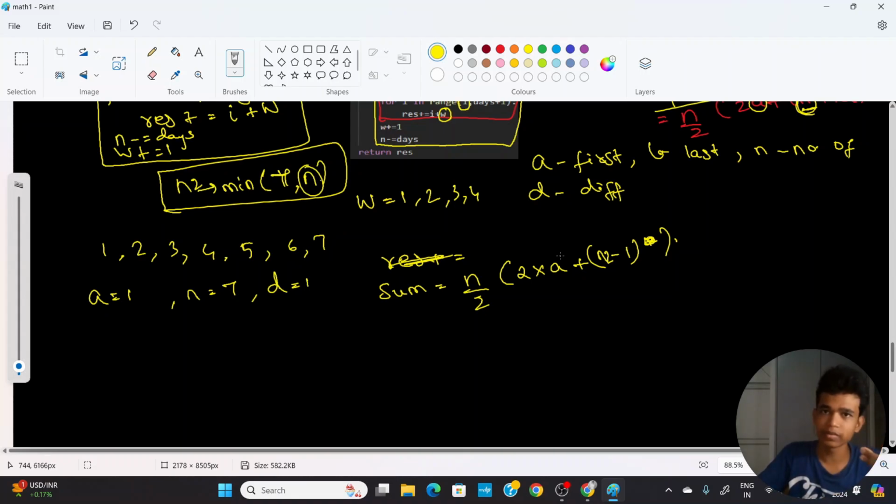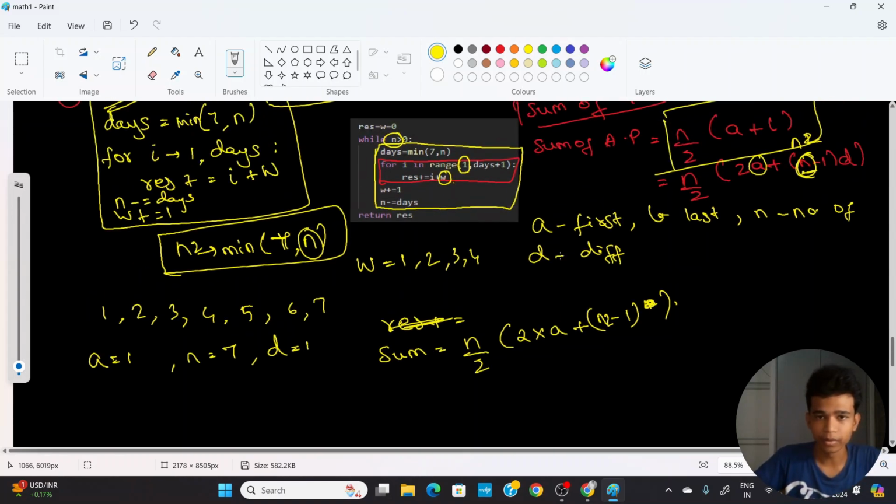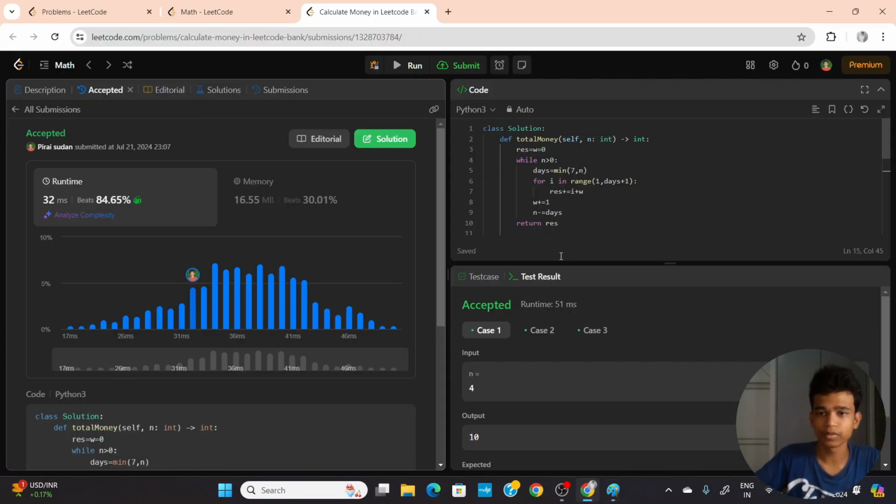If the remaining days is less than 7, we want to take that only, right? So that's why I have used this. Now, instead of this loop, let us replace this. Then I always increase my week, then n minus, instead of days, I will use sum. Let me show you the code so that it will be more clear.